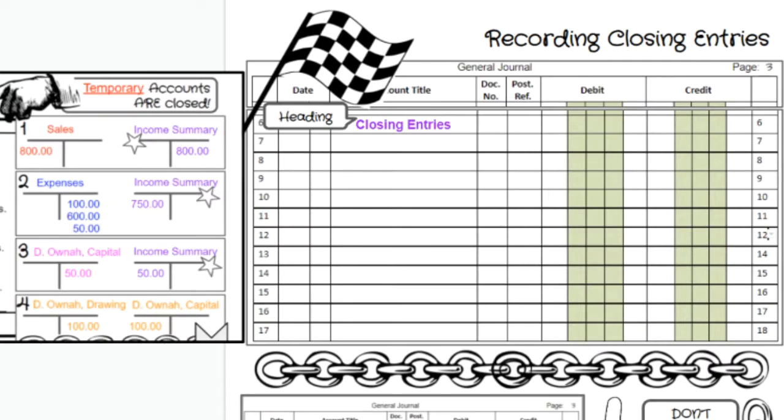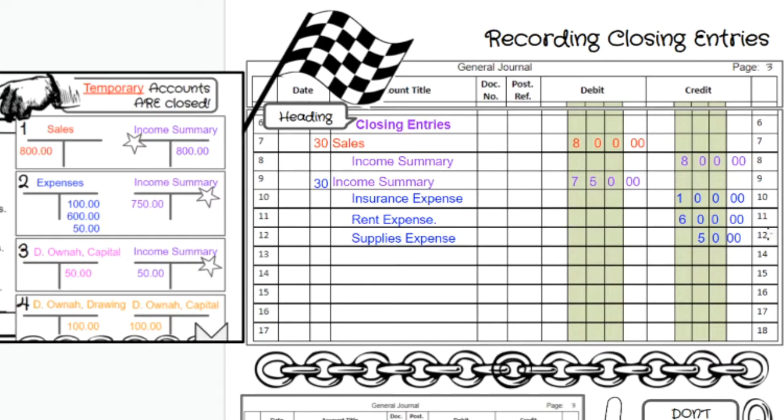So first up, we have a debit of sales and a credit to income summary. And it is journalized like this. We just need the date. And then we do a debit of sales for 800 and a credit to income summary for 800. Next, we record our expense accounts. And so again, if you look at our T accounts, it is a debit to income summary and a credit to each one of those expense accounts.